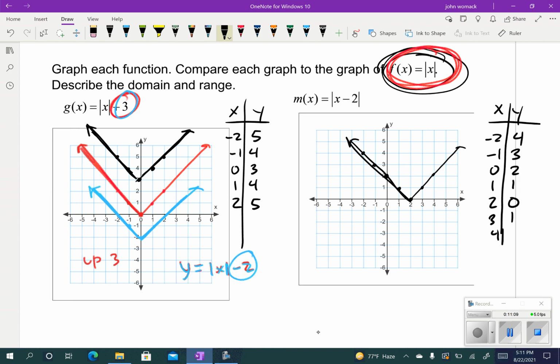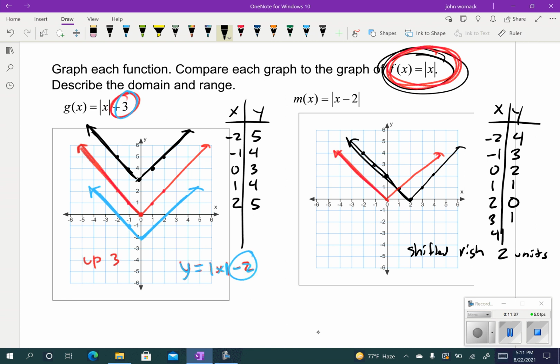Okay, again, I want you to compare it to the parent graph, which I'll do in red again. Right, it looked like this. That was our original one. That's the absolute value of x. So pause the video, just take a second and explain how that graph is different. Okay, what we should have seen is that it is shifted right 2 units.